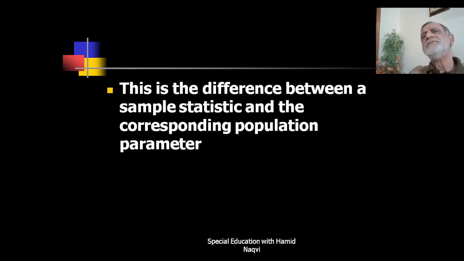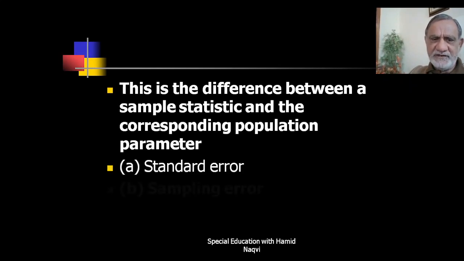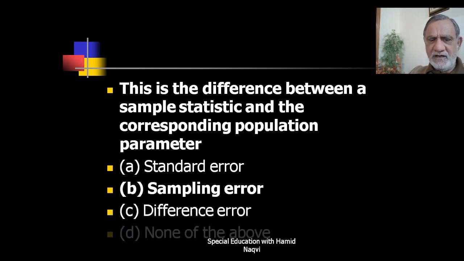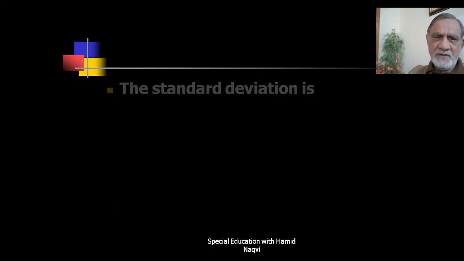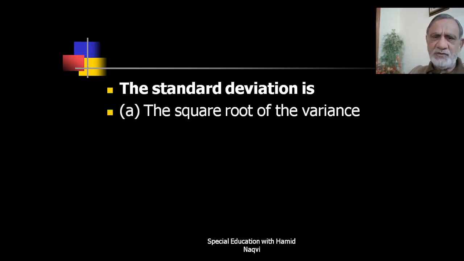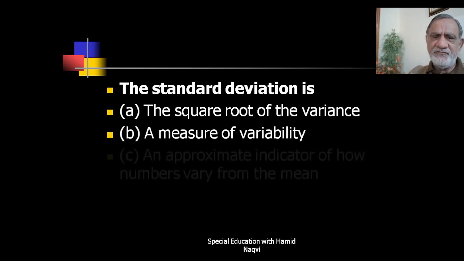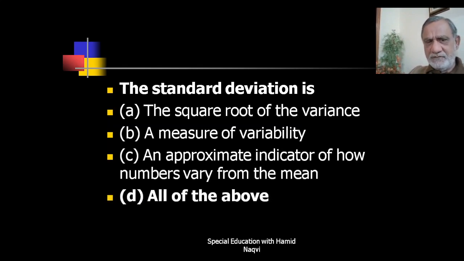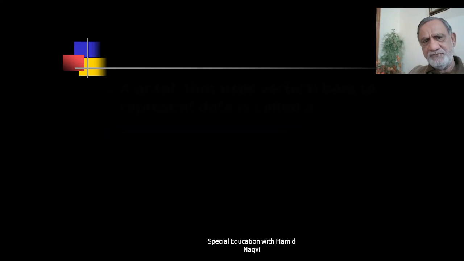There is difference between a sample statistic and the corresponding population parameter. Standard error, sampling error, differences error, or none of the above. Correct is sampling error. The standard deviation is the square root of variance, a measure of variability, an approximate indicator of how numbers vary from mean, or all of the above. The correct is all of the above.